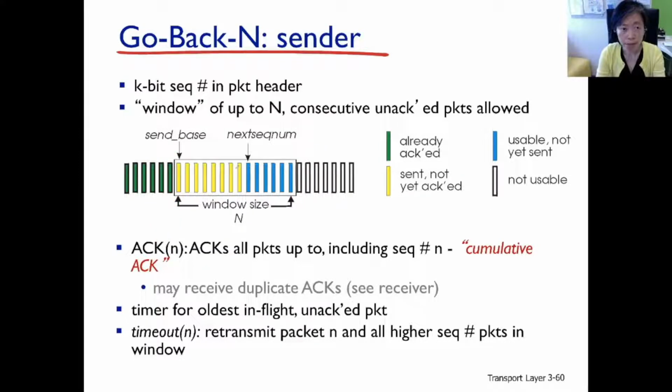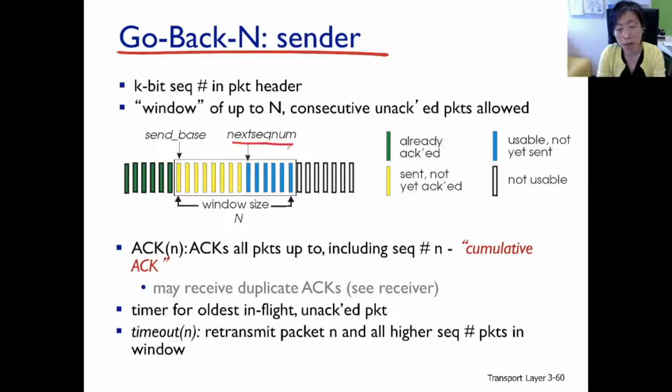Just to make sure that it's clear, send base is the variable in the Go-Back-N sender that always points to the base of the sending window, which means it's always the first yellow packet's sequence number. So send base will only be changed when the first yellow packet is acknowledged and turned into green. Send base can no longer point to a green packet, and as a result, it needs to be moved to the sequence number of the first yellow packet now. And you see the window here is sliding over by one.